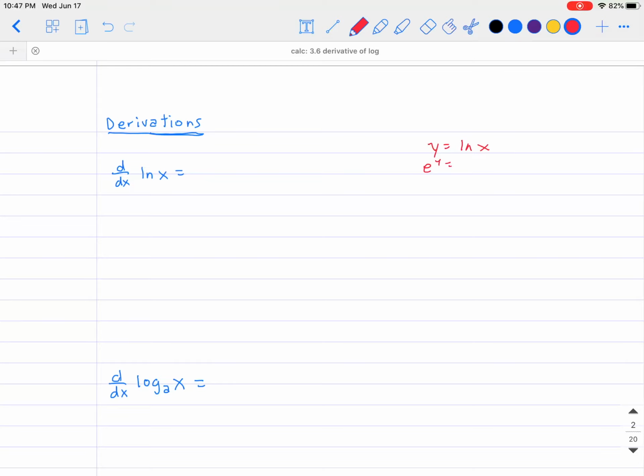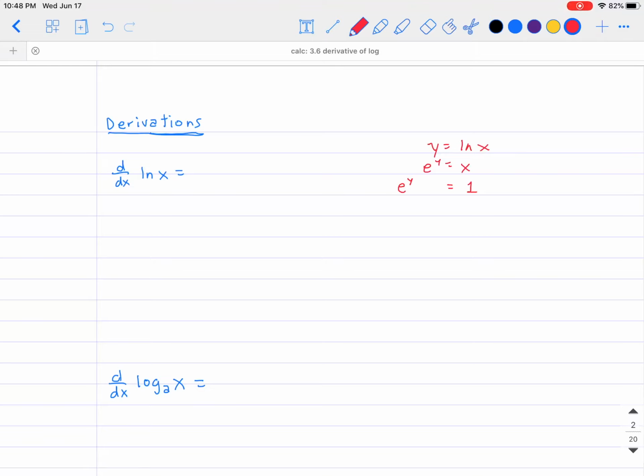e to the y is equal to x. And that allows us to take the derivative using implicit differentiation. Taking the derivative of both sides, the derivative of x on the right-hand side is just plain old 1, whereas the derivative of e to the y on the left-hand side, according to implicit differentiation, we first have e to the y, because for e to anything, the derivative is always just itself.